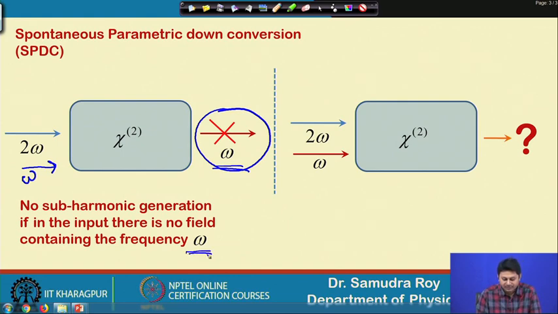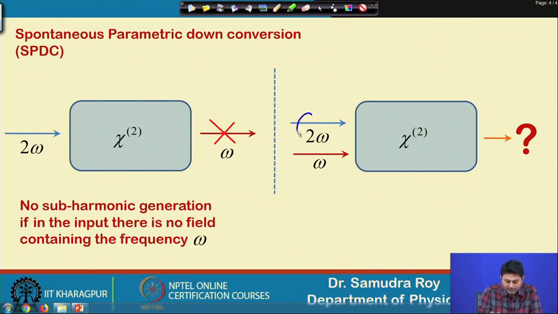However, is it still possible to generate omega if I launch a wave with 2 omega and try to generate the corresponding subharmonic, but at the same time I launch another wave with frequency omega? Because in the previous case we found that the omega frequency is not going to be generated unless we launch some kind of input.